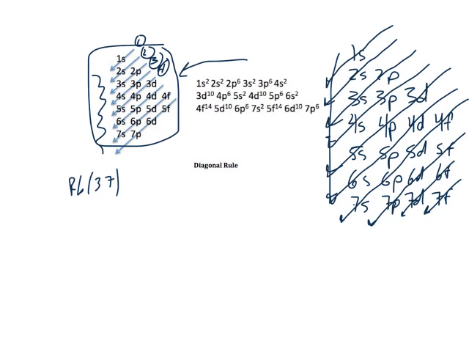So I'm going to go down my first arrow, and that means I get to the 1s first, so I'm going to do that, and we can put 2 electrons there. And then I'm going to go down the next arrow, and I hit the 2s, so 2s, and I can put 2 electrons there. And then I'm going to go down this next arrow, and I'm going to hit the 2p and then the 3s, so 2p, and I can fit 6 there, and 3s, I can fit 2 there.